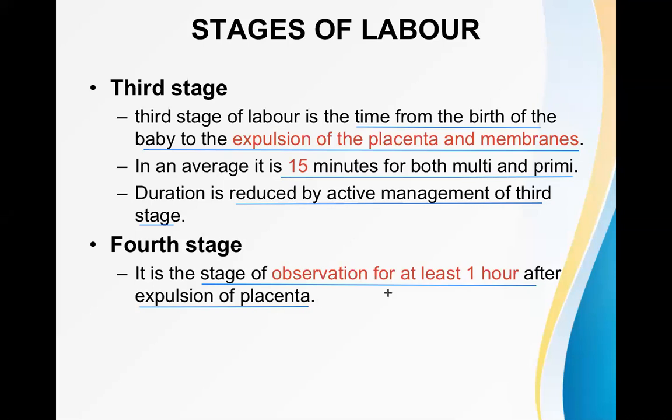This observation is mainly done to observe for bleeding, any excessive bleeding, whether it is occurring or not. Because sometimes some pieces of the placenta or some of the membrane may be stuck inside and we are not sure. So if something is still there, there will be severe bleeding. And one important term is postpartum hemorrhage, PPH. PPH is quite common in so many ladies. So the observation has to be done for at least 1 hour. That is called the fourth stage of labor.